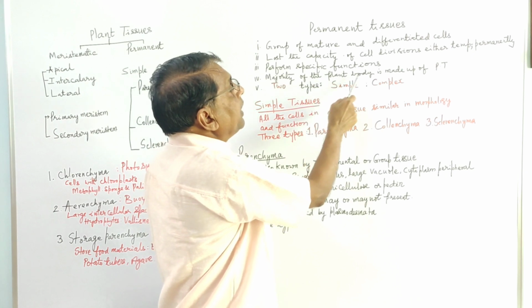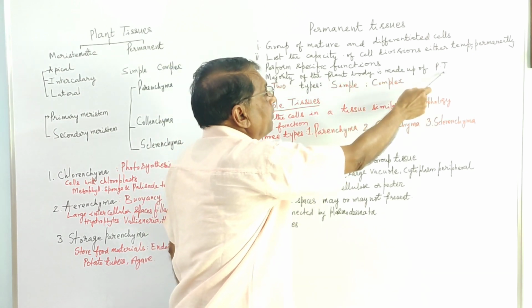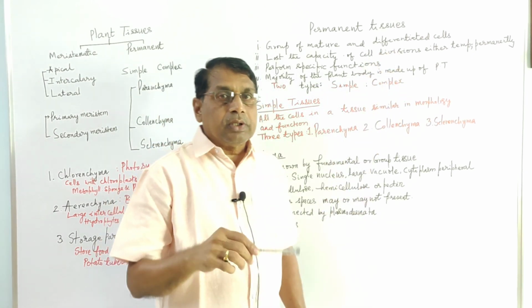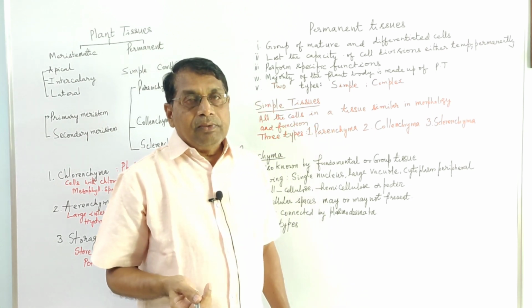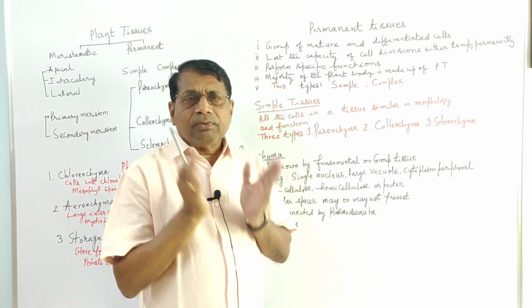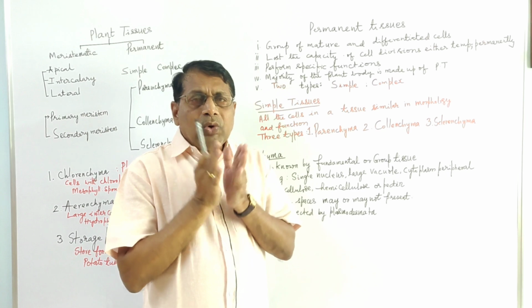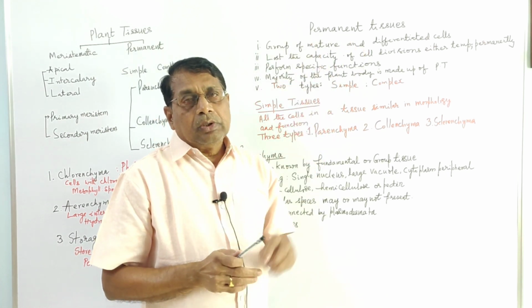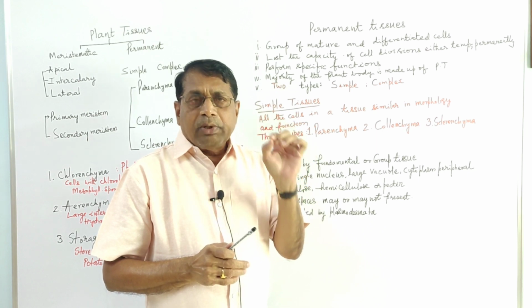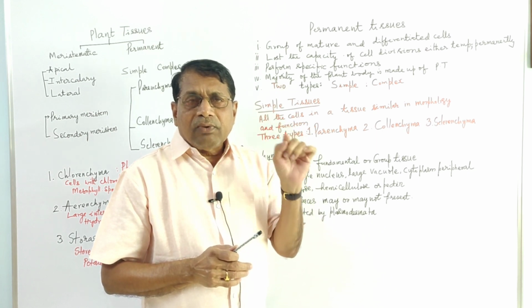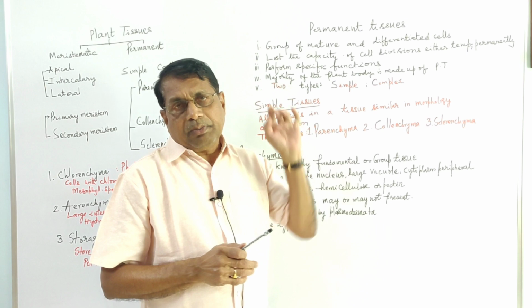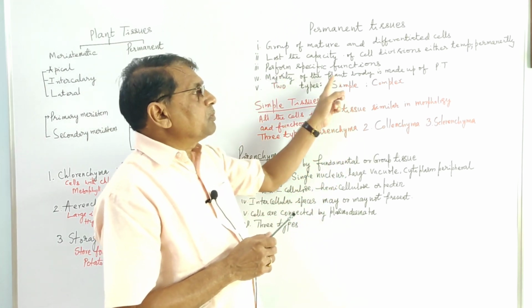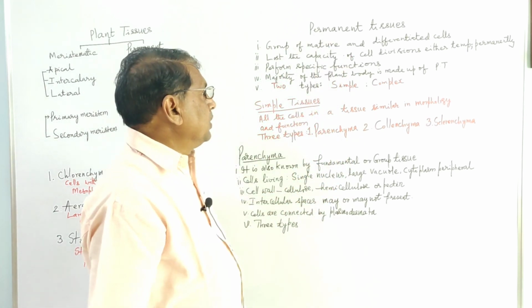The majority of the plant body is made up of permanent tissue. Whether you take a root, stem, leaf, flower, or any part of the plant, most of the plant tissue is permanent tissue. Meristematic tissue is very small and confined to particular regions, but the majority of the plant body is made up of permanent tissue.